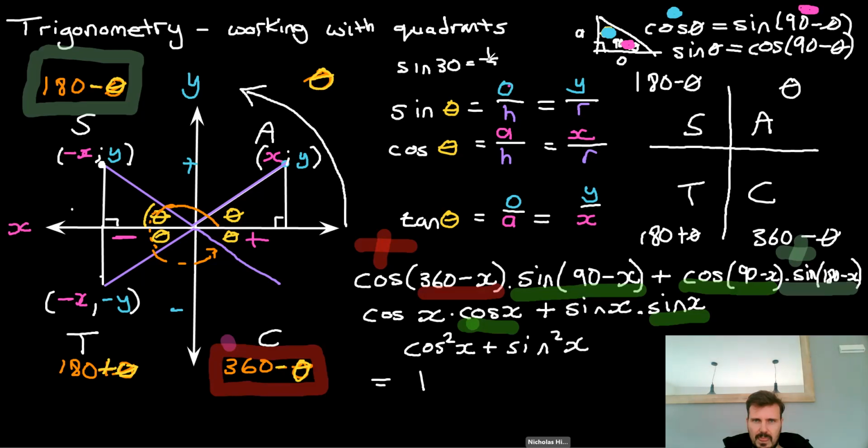So then you can put in your calculator sine of 360 minus 30 times sine of 90 minus 30 plus cos of 90 minus 30 times sine of 180 plus 30 minus 30. And when you put that in your calculator, you get 1. And then you know, okay, I've done it correctly. Oh, okay. Let me write that down.